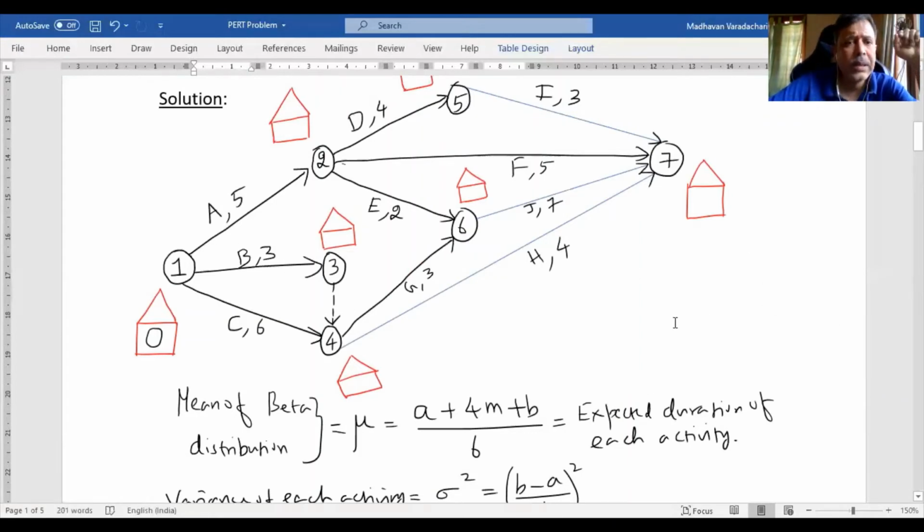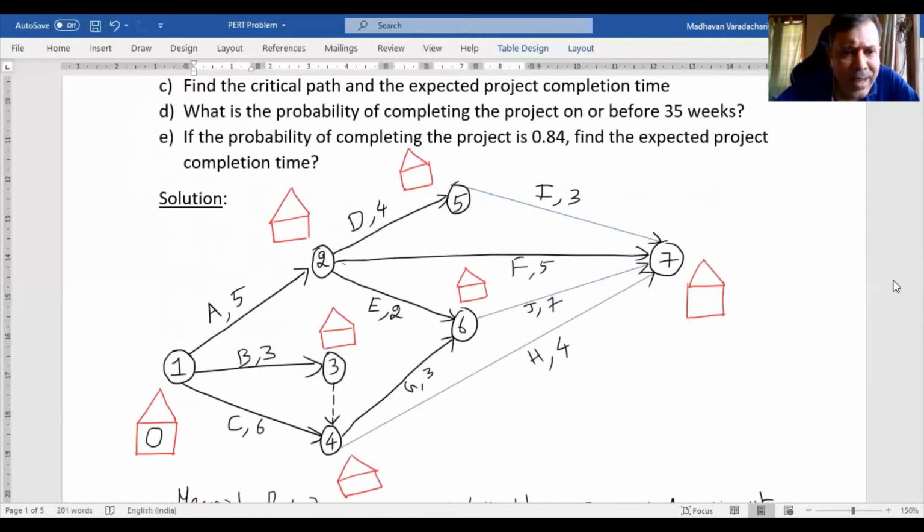Right. So at node 2, I am moving from node 1. I see how many arrows are coming to node 2. Only one arrow is coming to node 2. That is coming from node 1. At node 1, what is already written in the rectangle we look into. It is written as 0. And this activity is taking 5 weeks. So I add this 0 and this 5 and fill it in the rectangle of node 2.